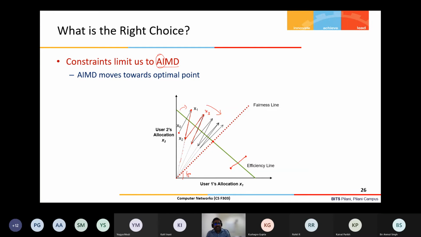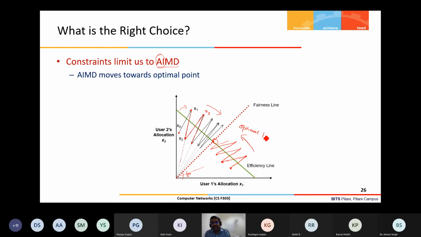So how far from the efficiency line depends upon my factor of increasing and decreasing. That will decide the size of the oscillations. And because it is more than the limit, I do a multiplicative decrease. Multiplicative decrease means a line joining towards this center. So my point will be somewhere here, then parallel, then here, then parallel, then here. You can see that I am going towards the optimal point.